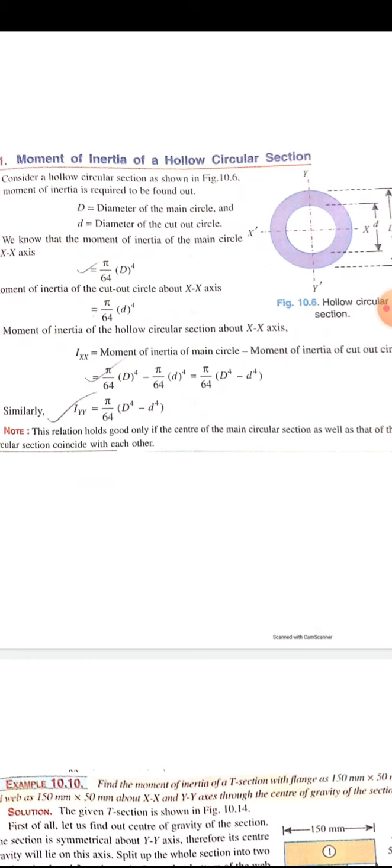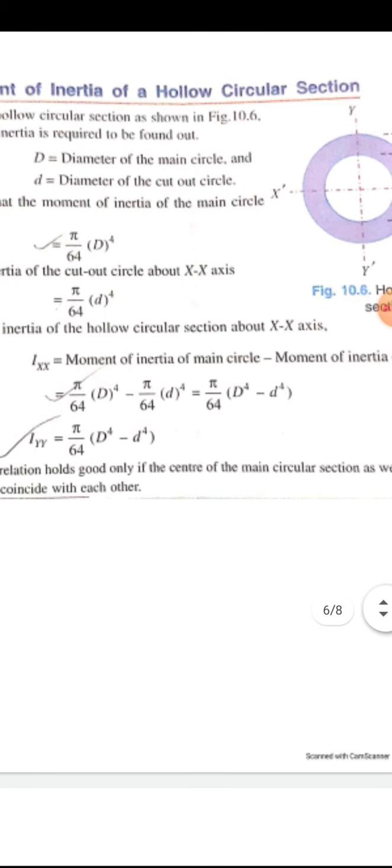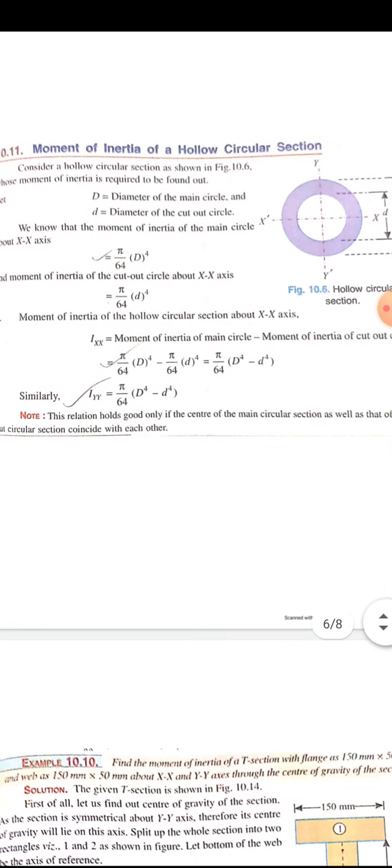Same as previously, in the rectangular case as we saw, in the circular section also we see the same. Ixx equal to pi by 64 D to the power 4 minus pi by 64 small d to the power 4. Clear? Equal to pi by 64 common, D to the power 4 minus small d to the power 4. Iyy equal to, just reverse it, pi by 64 D to the power 4 minus d to the power 4. Okay, clear?